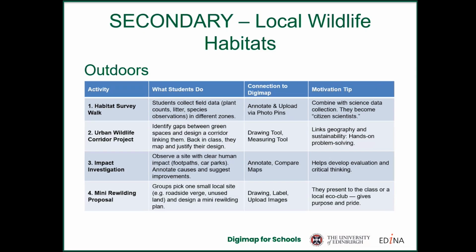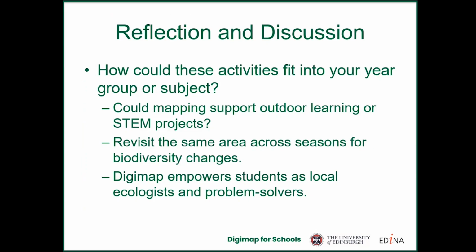And taking this work outside, you can bring geography and science together beautifully. Students can conduct short habitat surveys, noticing plant types, litter, or visible species, and link these observations to their Digimap data. Challenge them to identify gaps in green networks and propose ideas for a biodiversity corridor to connect habitats. This builds problem solving and communication skills while showing how real geographers and ecologists work to balance urban growth and natural conservation.